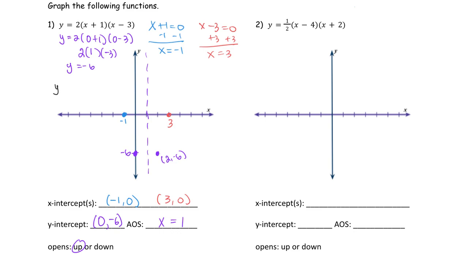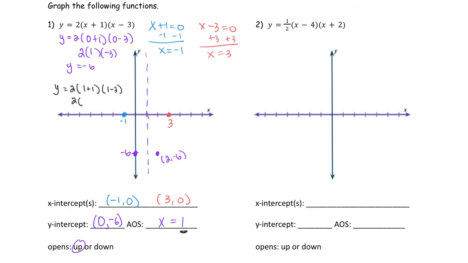I'll just do it where I have a space over here. Y equals 2. Our axis of symmetry happens when x is equal to 1. So it's going to be 1 plus 1 times 1 minus 3, because we're just plugging in this particular x value in the x spot of our equation and then simplifying.